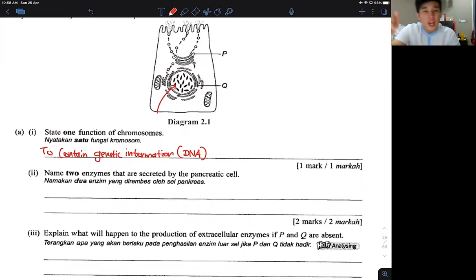So they want you to name two enzymes secreted by the pancreatic cell. Pancreatic cell, pancreas. Remember LAT. So you can say lipase or amylase or trypsin.